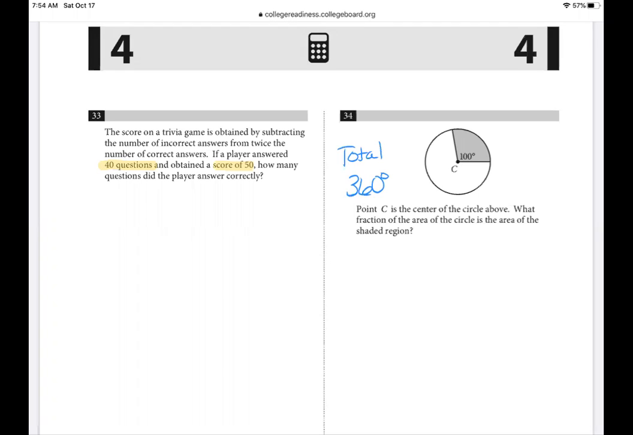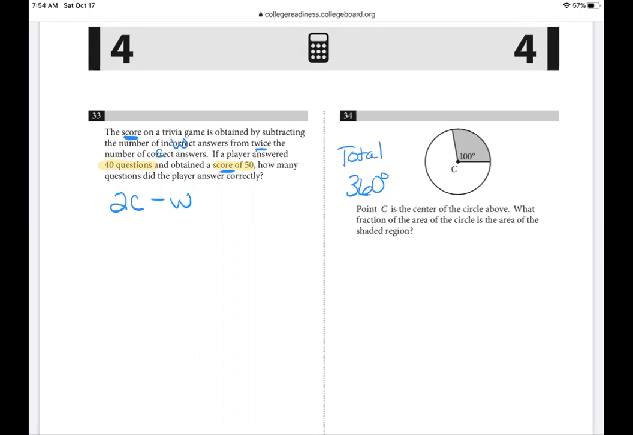So the first equation for number 33, if we translate what they are telling us, that the score, and I'm automatically going to match it up with the score total. The score is obtained by subtracting the number of incorrect answers. I'm going to say they are wrong, and I'm going to use W for that variable, from twice the number of correct answers, which I will use C for. So 2 times the number that we get correct minus W. We're subtracting the ones we get incorrect or wrong.